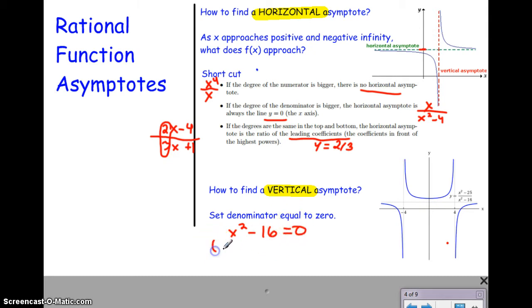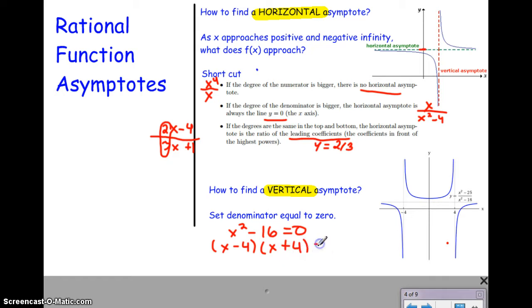I'm going to factor this one. So again, x squared minus 16 is a difference of squares. So I get x minus 4 and x plus 4. This takes me back to last unit, right? And in order to solve this, I will set each of my factors equal to 0.